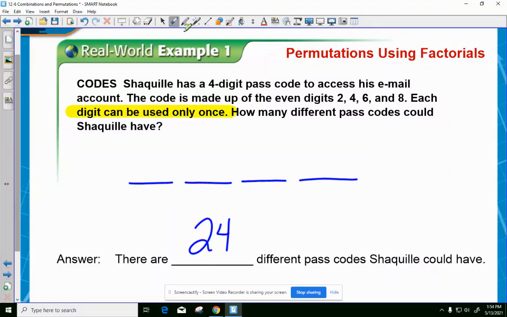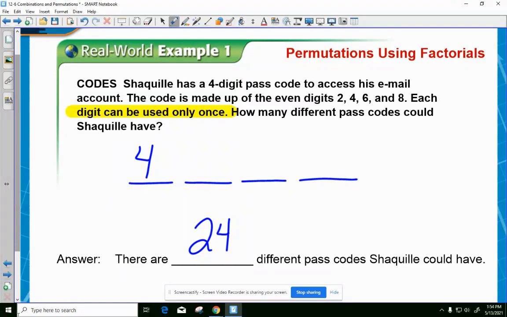All right. Here's the big piece here. Every one of the numbers, whatever they are, you can only use them one time. All right. So when he goes to make his passcode, how many choices does he have for the very first number? He has 4 choices. He can put a 2, a 4, a 6, or an 8. He has 4 possibilities that he can put in that spot.